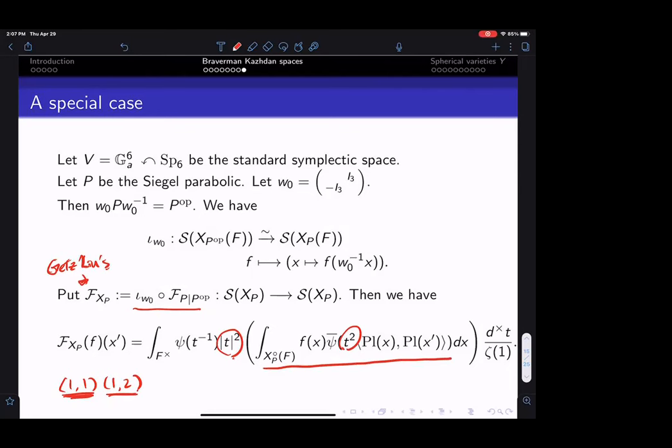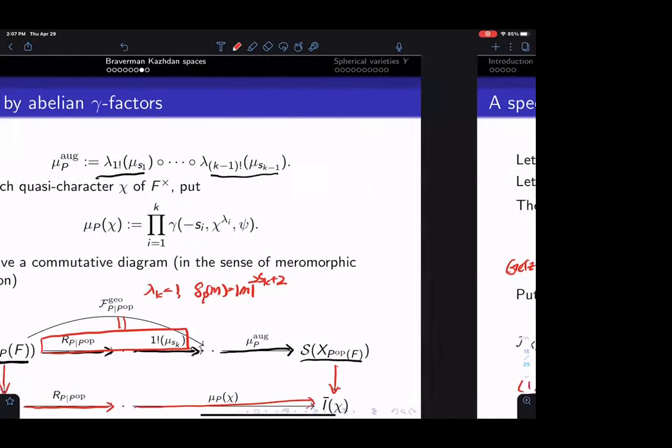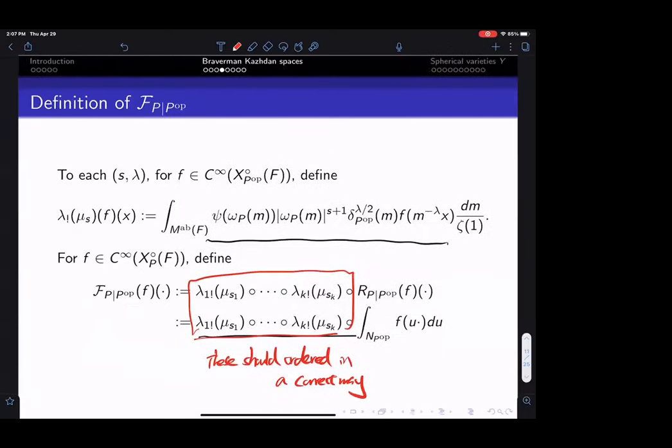Before I move on to the next topic, the spherical varieties, are there any questions? Yeah, can I ask where the zeta in the denominator of the measure comes from? Zeta in the... it's here. Normalizing operator, I mean, we normalize the measure. Okay, it's just a normalization. Mm-hmm. Okay.